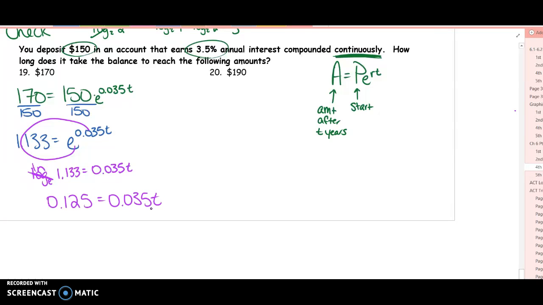And then your final step to get t by itself. Okay, sorry about my voice. Your last step is to get t by itself, so divide by 0.035, and that will give you an answer 3.571. So that's about 3.6. t represents years. So how long does it take for the balance to reach $170? About 3.6 years.